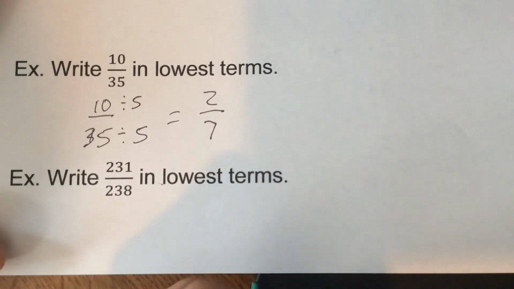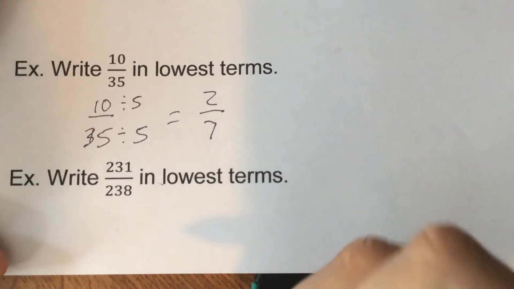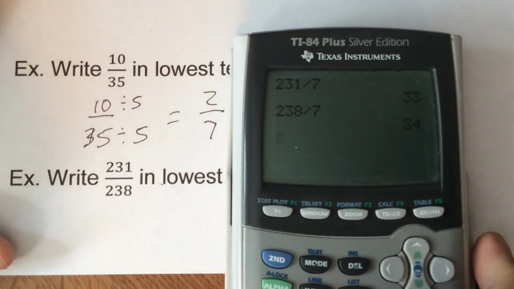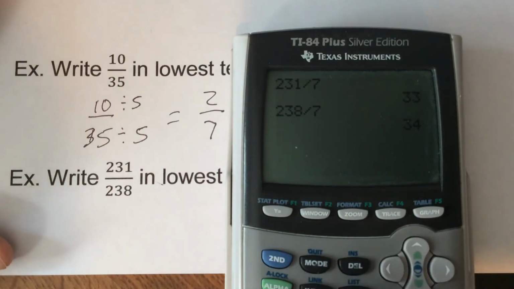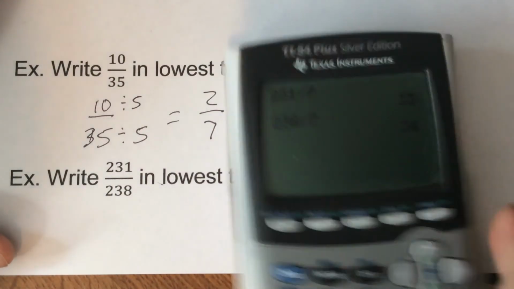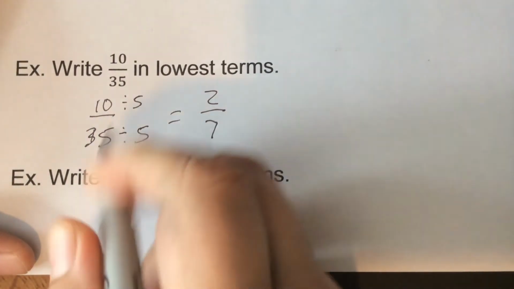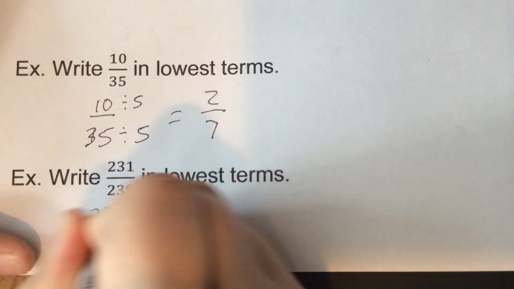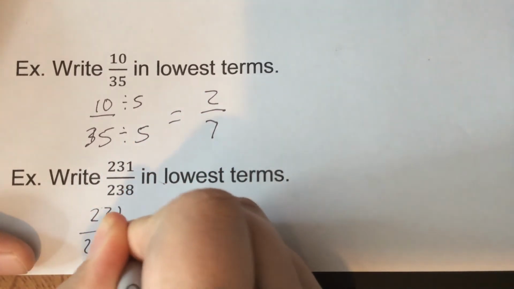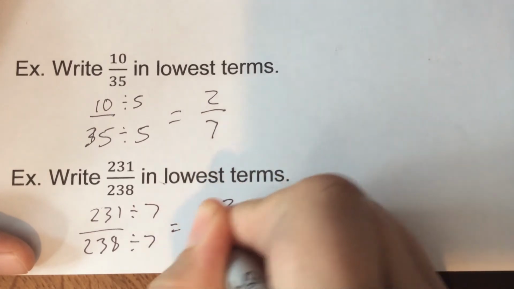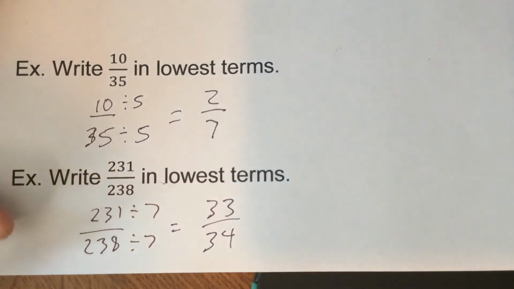So sometimes, you can kind of start going through like, okay, can I do this? Can I do this? Can I do this? And then sometimes it's going to be easier just to take your calculator and start going, okay, can I divide it by 7? Can I divide it by 8? Can I divide it by 9? Until we find something that works. So 231 over 238, we're going to divide by 7. And so we have 33 over 34.